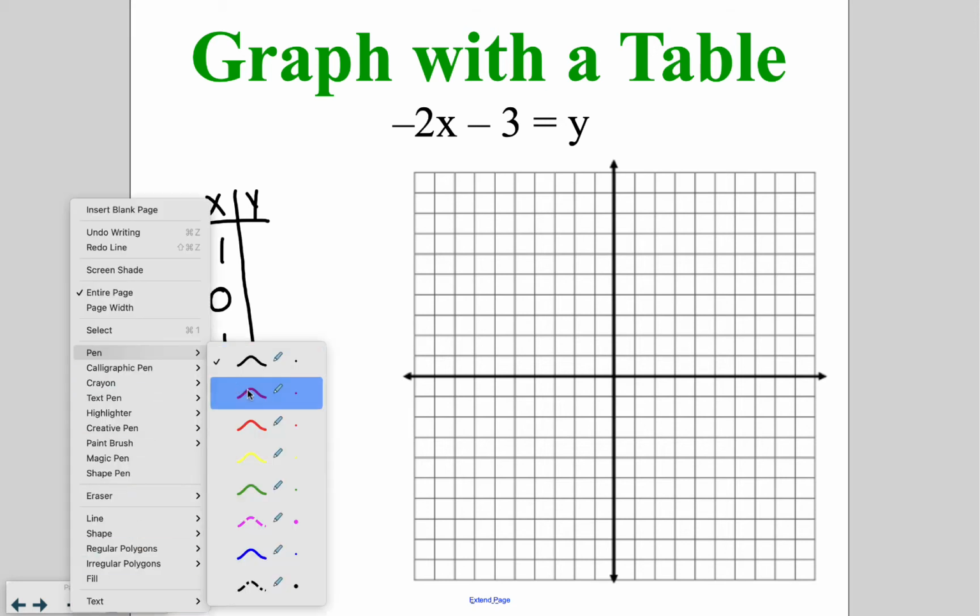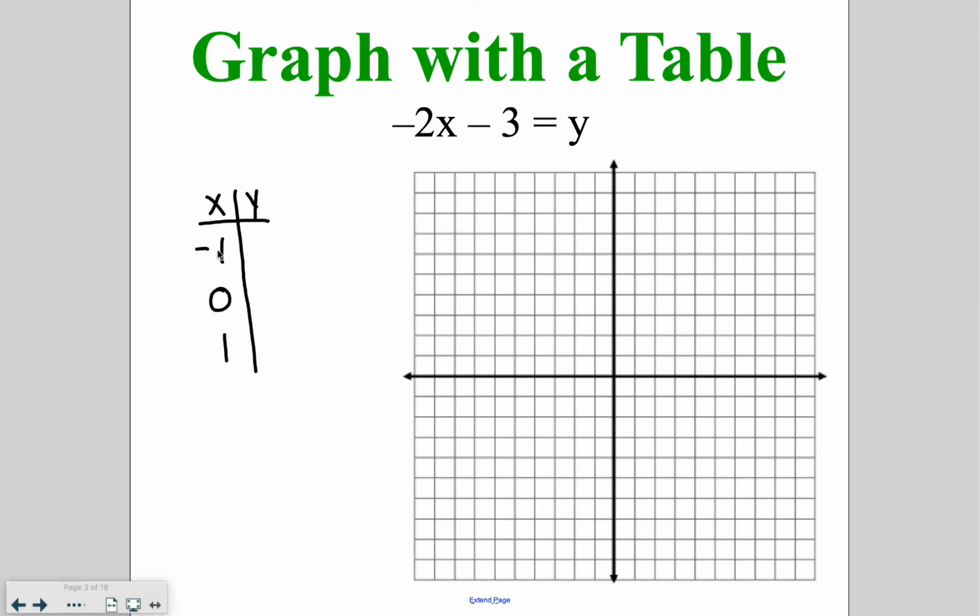So now what I'm going to do is take my x value and plug it in. So the first one is -2 times -1 minus 3. If you want to show your work like I'm doing down here, that is totally acceptable. Or if you would prefer just to plug this into the calculator, that is fine as well. So -2 times -1 is 2, minus 3 is -1. So the first point in our graph is -1, -1.